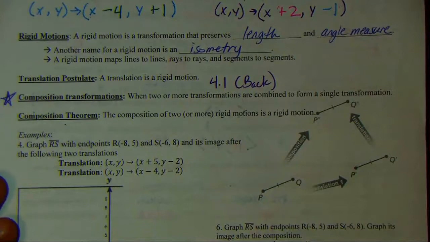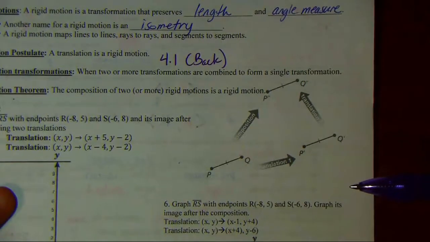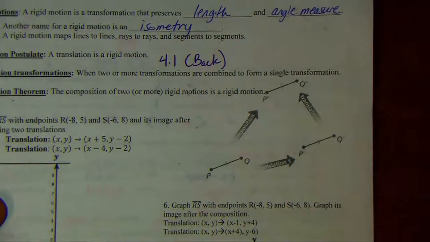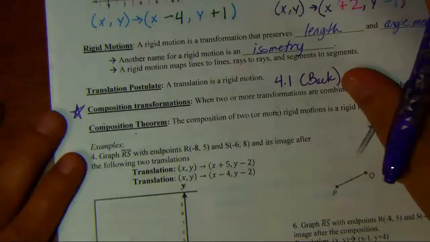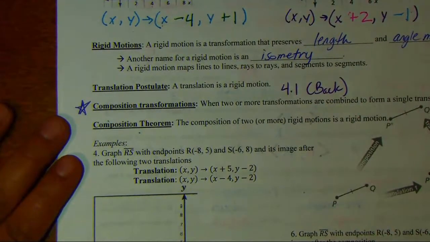So what we're talking about here in a composition is if we do two or more transformations. I can do a combination of any of my three rigid motions. I can do a translation and a rotation, or a translation and a reflection, or a reflection and then a rotation, or a rotation and then a reflection, a rotation and then a translation. So it's one after the other.